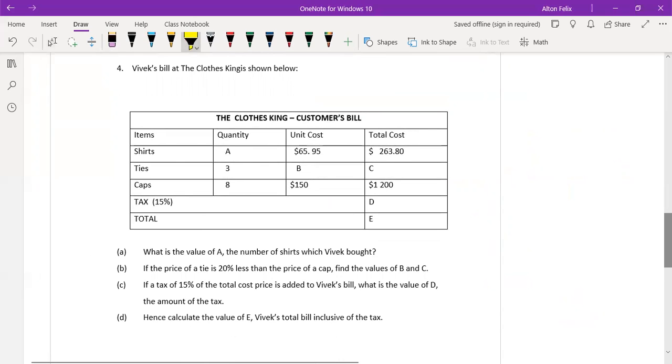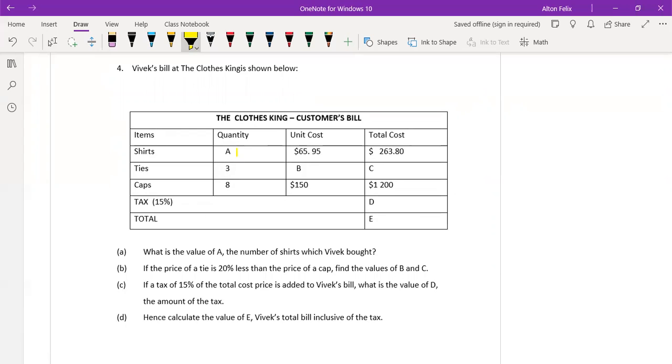Vivek's bill at the Close King is shown below. So he bought some items, shirt, ties, caps, and so on, right? So there are missing values, which we call A, B, C, D, and E. And these are your unit costs, and that's the total cost, and so on. What is the value of A, the number of shirts which Vivek bought? So let's deal with this one first.